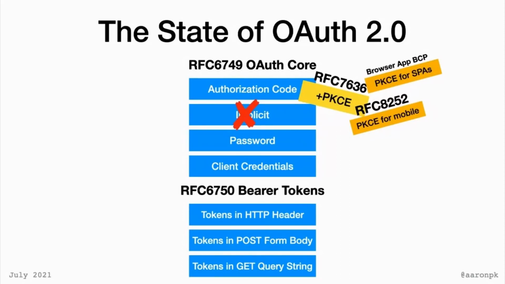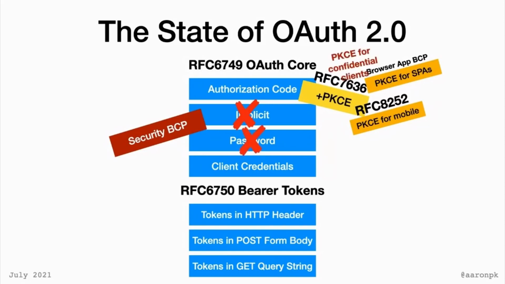One of the other documents being worked on in the group is the security best current practice, which is a document encapsulating all of the best practices of how to do OAuth securely today. Things it recommends are not using the implicit flow, not using the password flow, using PKCE for everything instead, and avoiding use of access tokens in query strings.